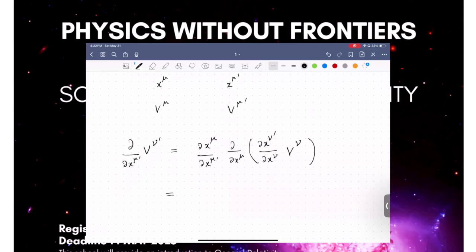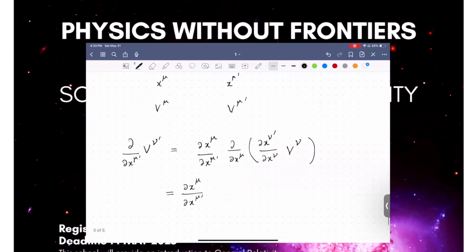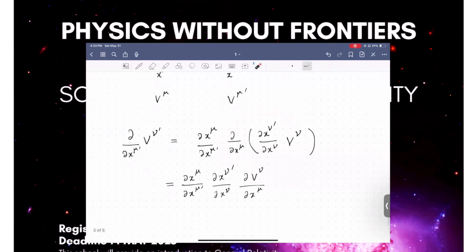Okay, so let's break it down. So act with the partial derivative on this and on this. So use the Leibniz rule for derivatives. From the Leibniz rule, we get two terms, right? So one term is where this is acting on the vector itself. So let's write that term first. And then we have another term where this derivative acts on this derivative.